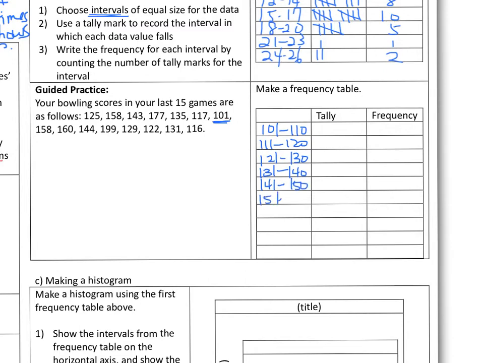151 to 160, 161 to 170, 171 to 180, 181 to 190, 191 to 200. Okay, that looks about right. And we can go ahead and start tallying. And let's see, 101, this is only 1. And 111 to 120, see how many do we have?